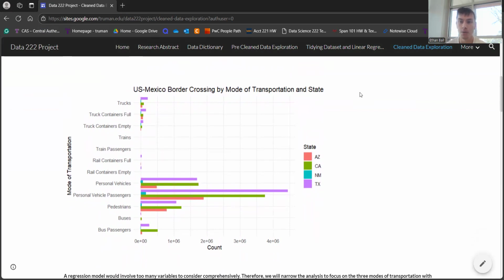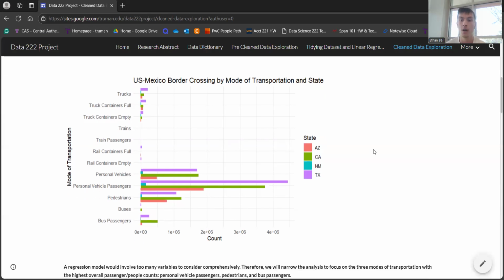Why did we choose this approach? This type of visualization allows us to quickly spot trends and regional variations in the data, showing us where high volumes of specific transportation modes occur. This is valuable for policy and resource allocation decisions. Knowing which states or modes require more focus can help authorities improve border management.